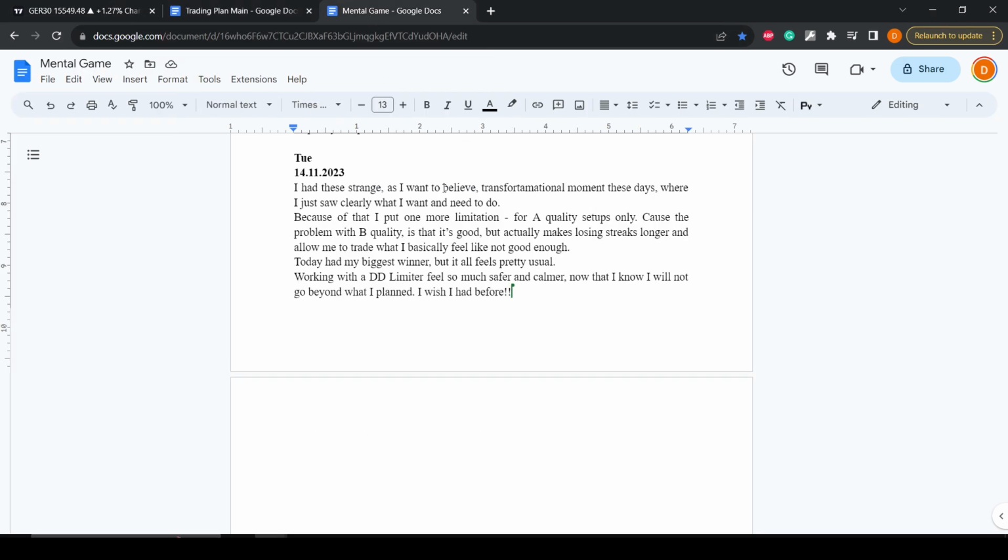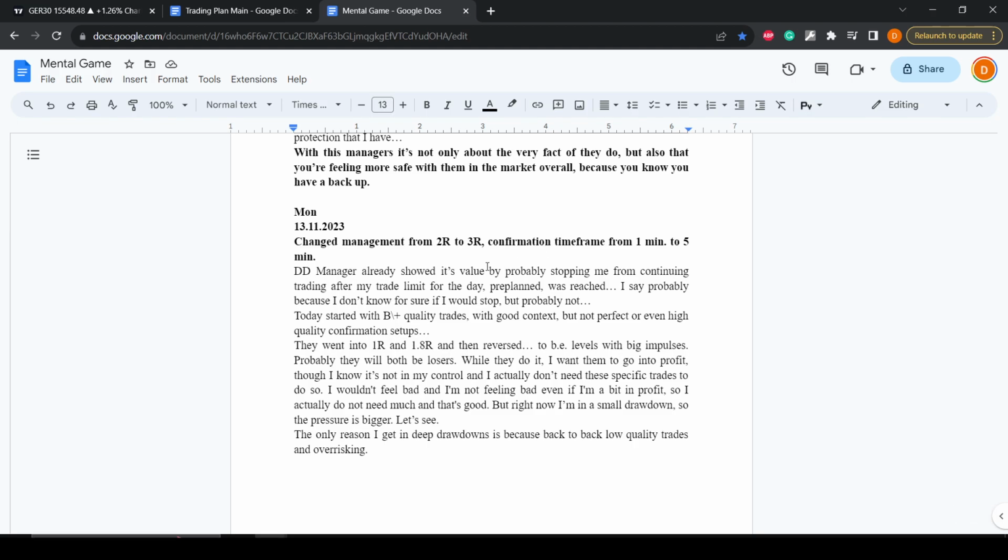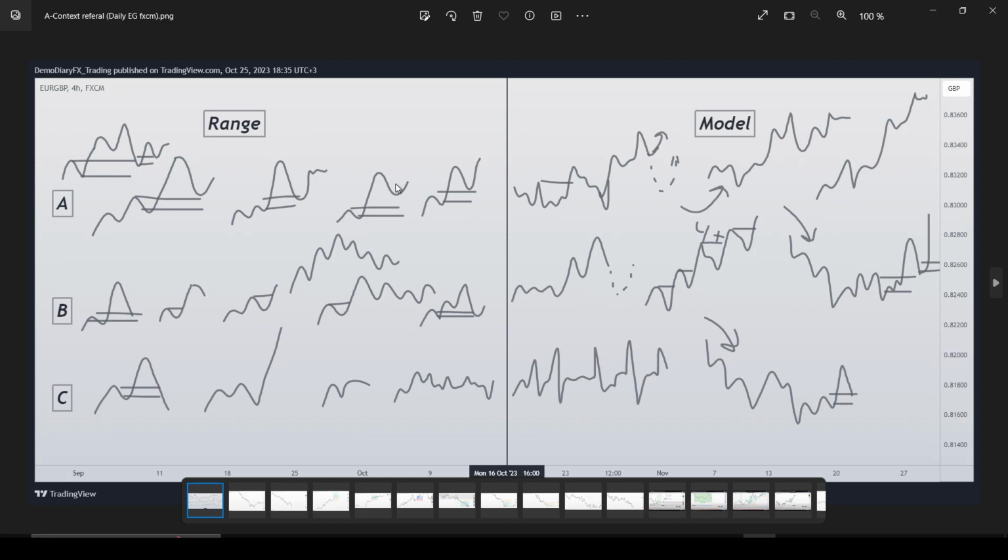Also, I now do not trade 1 minute, but I will trade 5 minutes as confirmation. And also one more thing that I did is I quickly have this draft of how the ranges and how the models are looking like for A quality, B quality, and C quality setup. So for A quality, I need something like this, confluence of something like this.